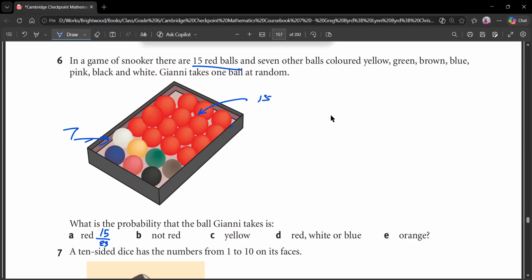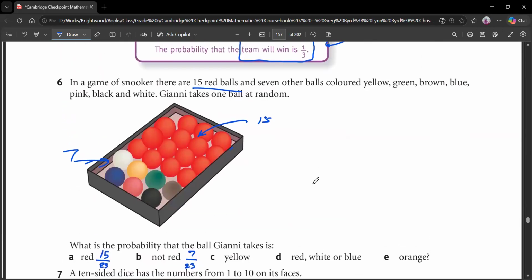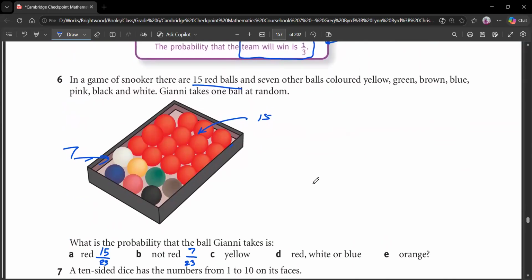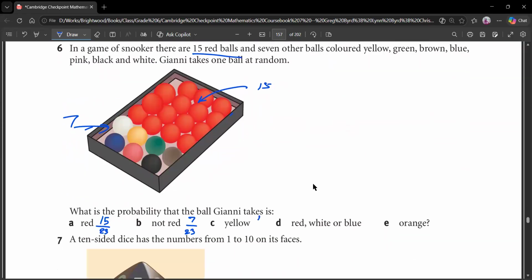And not red. There are 7, so 7 out of 23 are not red. How many yellow balls? There is only one yellow ball out of 23 balls. Red, white or blue: red 15, white 1, blue 1, altogether 17 out of 23. How many orange balls? There is only 1 out of 23.